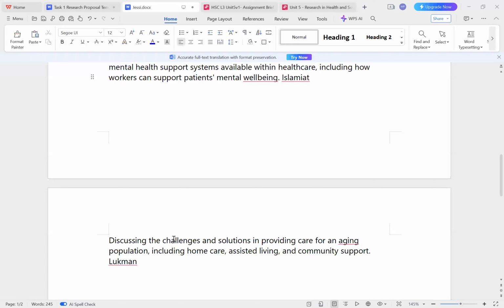So here, Dukman, you're discussing the challenges and solutions in providing care for an aging population, including home care, assisted living, and community support. Again, are you doing this as a...? So you will have to mention this.